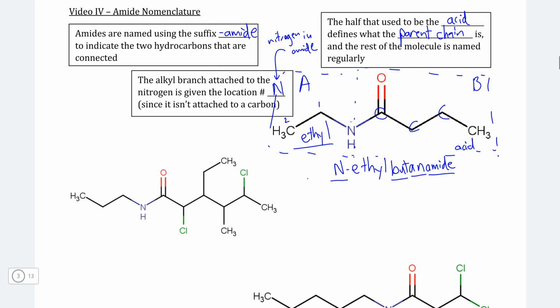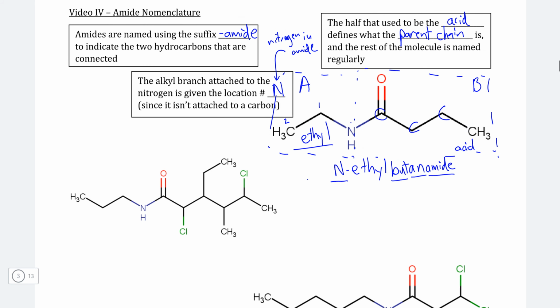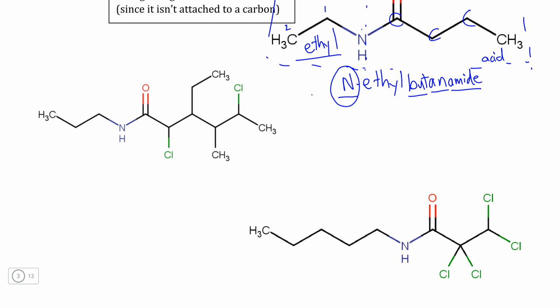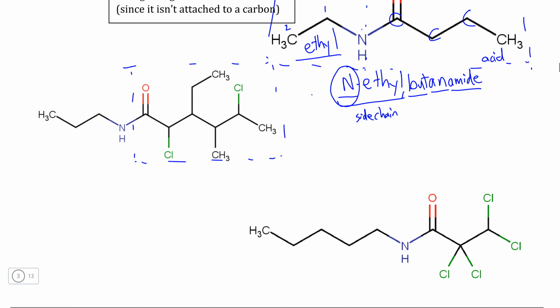Now, the general idea of naming amides is that the side chain that is attached to the amide is treated in exactly the same way as you would a normal side chain, just with the location number as being N rather than an actual number. So if we take a look at the two amide examples below, we can see that naming amides is relatively intuitive if we just treat this whole section here as we would any other side chain coming off of the parent chain. If we identify our parent chain, we can see that the right side of this molecule is the side that used to be the acid, because the double bond O is here.